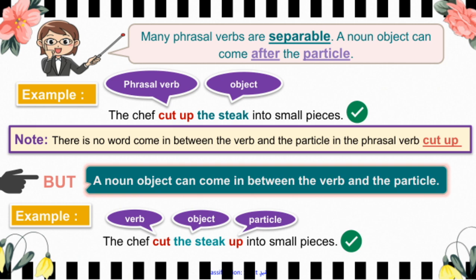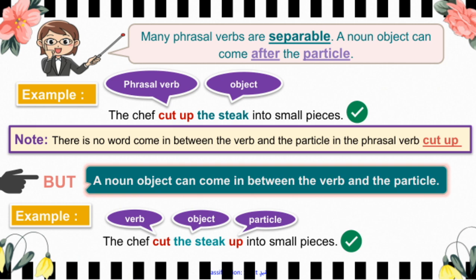However, it's important to highlight that with certain phrasal verbs like cut up, the particle and the verb stay together without the object in between. This is what we call a non-separable phrasal verb. But many phrasal verbs are separable. That means the noun object can either come between the verb and the particle or after the particle. For example, the chef cut the steak up into small pieces, or the chef cut up the steak into small pieces.